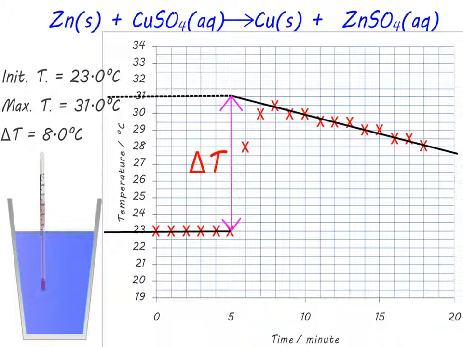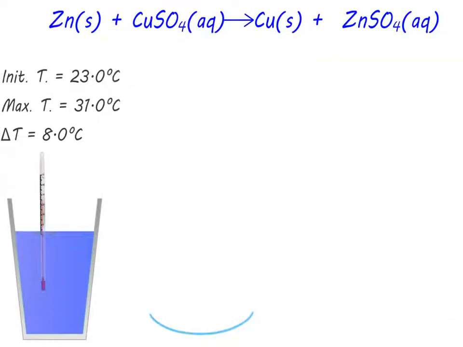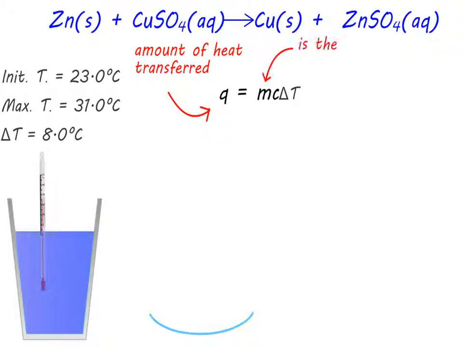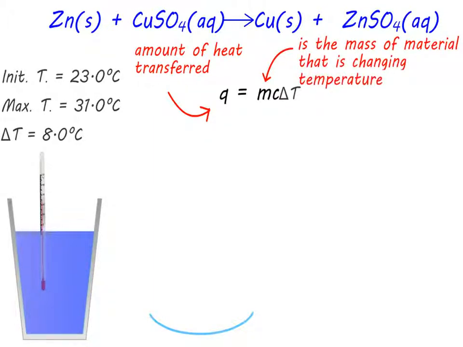We can now use this in our equation to determine the quantity of heat transferred, which is Q equals mc delta T, where Q is the amount of heat transferred in joules, m is the mass of the material being heated or cooled, which in this case is the contents of the coffee cup, and C is the specific heat capacity of the solution, which we are given as 4.18 joules per gram per Kelvin.